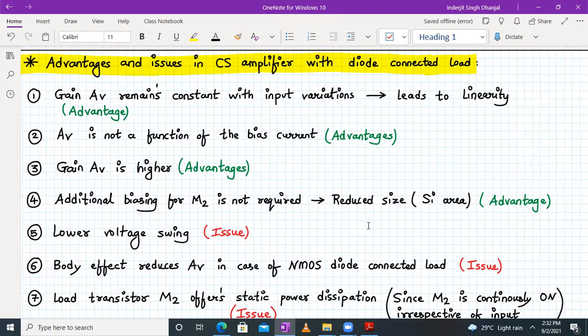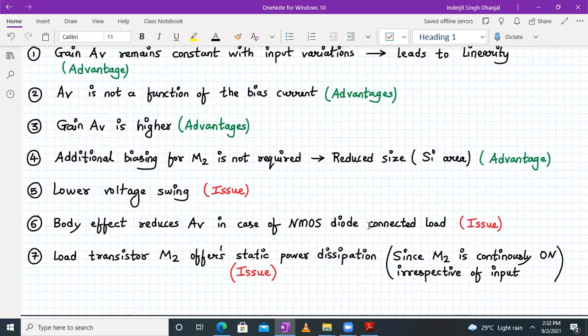Additional biasing for M2 is not required over here. Okay, you remember for a current source load we require an external biasing VB for M2, but that is not required over here. So we have a reduced silicon area. That's an advantage. But one disadvantage over here is that it has a lower voltage swing. The output voltage swing is not from 0 going up to VDD. No, it's not that. So we have a reduced voltage swing, which is a problem.